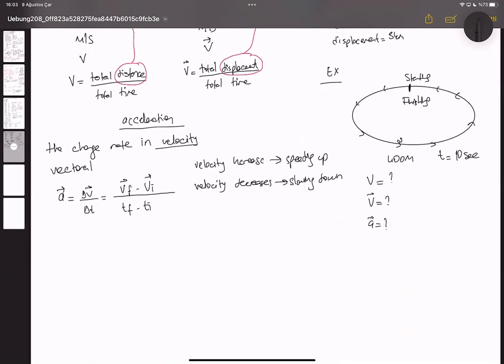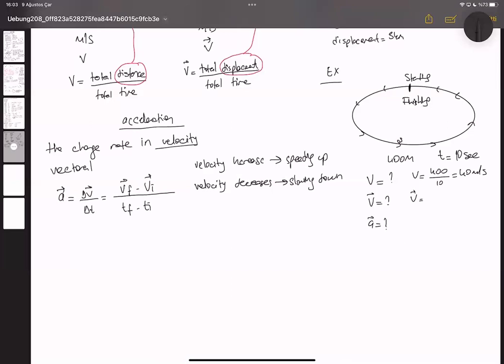First of all, we can find the speed. Because we know the total distance covered with running. So v equals 400 meters divided by 10 seconds. It makes 40 meters per second.